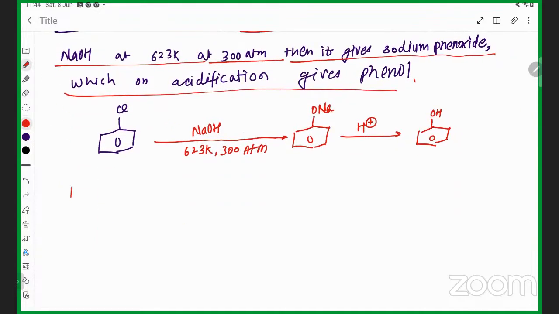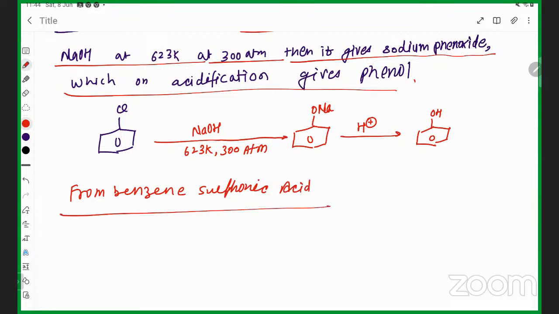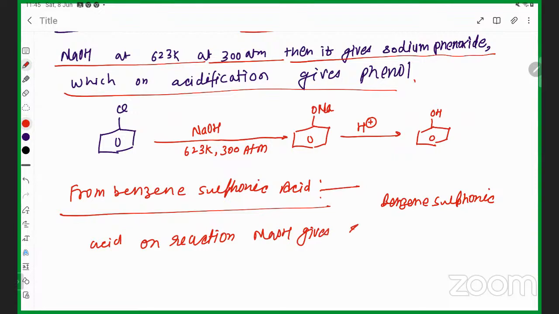Now the next one we are having is from benzene sulfonic acid. So they are saying benzene sulfonic acid on reaction with NaOH gives sodium phenoxide. Similar reaction. Sodium phenoxide, which on acidification gives phenol.